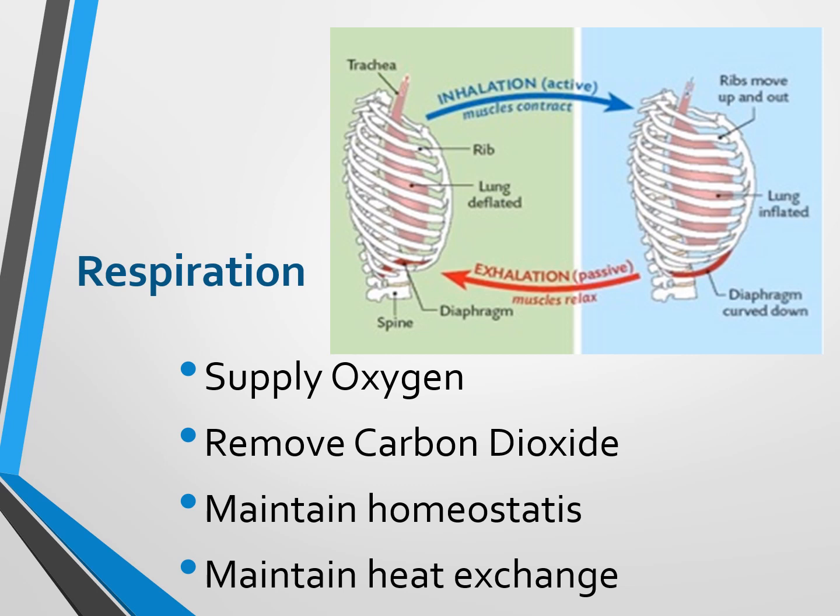There are 4 main functions of the respiratory system: supplying oxygen to the body for energy production, removing carbon dioxide as a waste product of energy reactions, and maintaining homeostasis, which is the acid-base balance of arterial blood. By supplying oxygen to blood and eliminating excess carbon dioxide, respiration maintains the pH, or acid-base balance, of blood. Maintaining heat exchange, less important in humans, but it's still important.